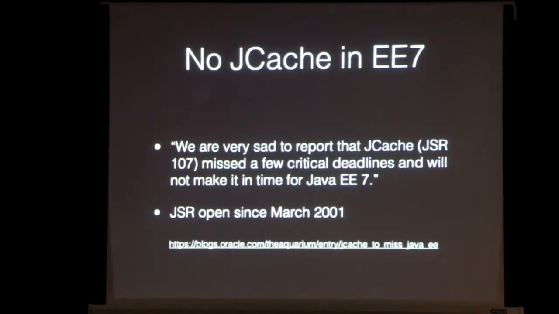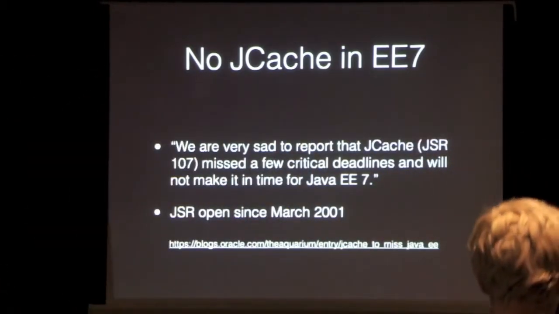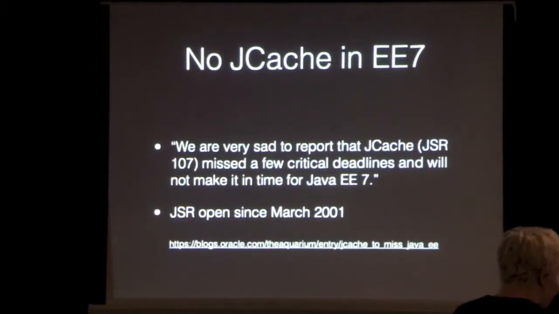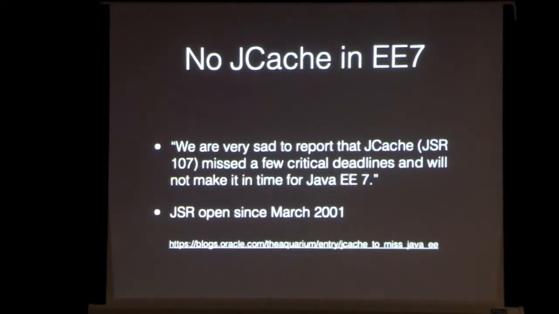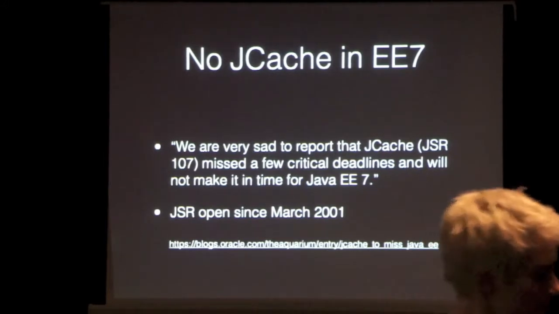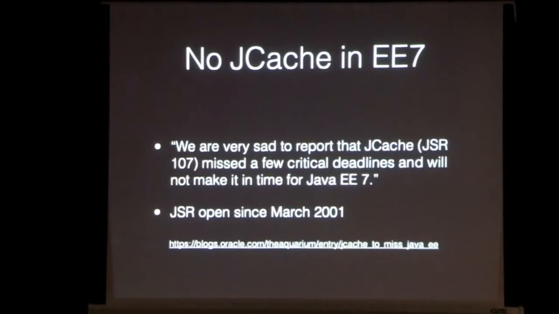More exciting Java news. JCache, which is the big Java caching API, is not going to make it into EE7. They tried, but they didn't quite get the deadlines. They've been working on it since March 2001. It's one of the oldest JSRs that's still open. And we'll see if they're aiming for EE8 now.